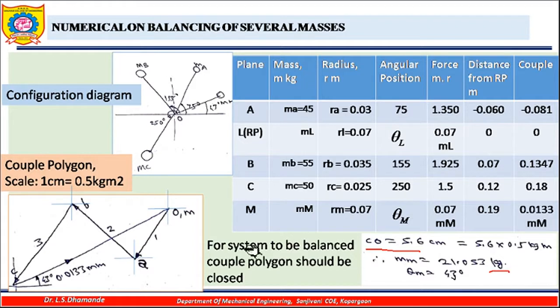And if I measure the angular position from here, since this vector starts from this point and moves towards the right, it will be in the first quadrant. So if I measure this angle from this zero angle, it will be around 43 degrees. This is the angular position that I will get, and I have to mark it in the configuration diagram, which will be helpful for me to find the mass at L.